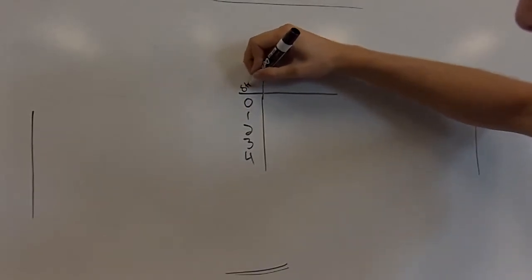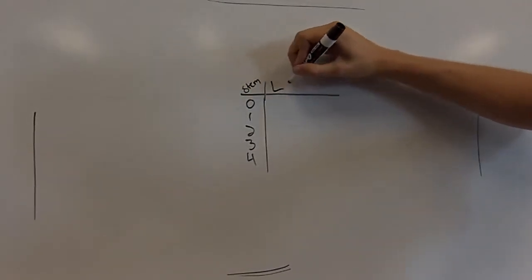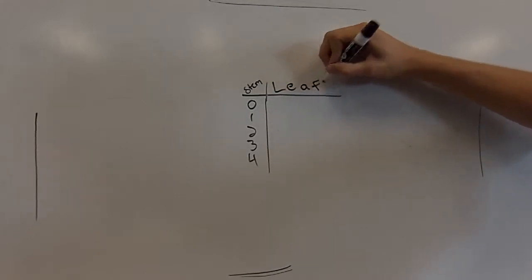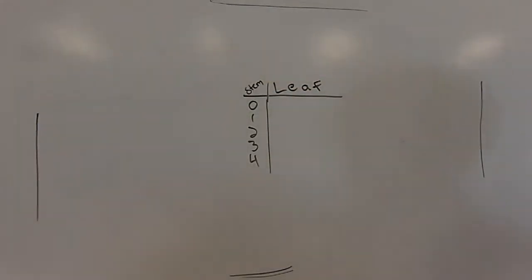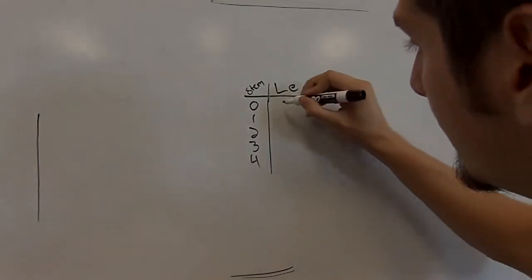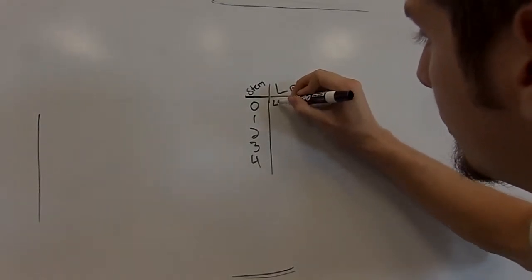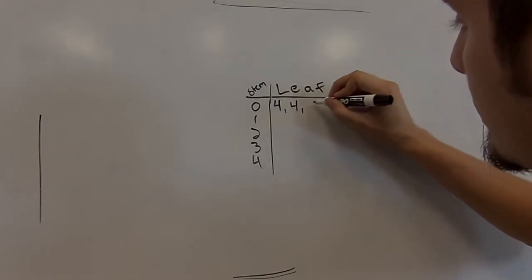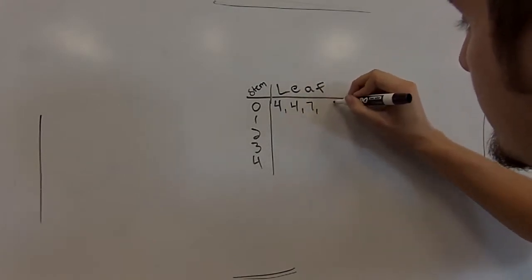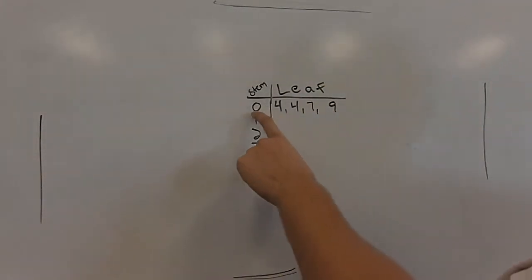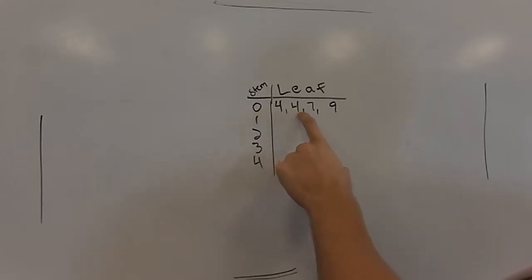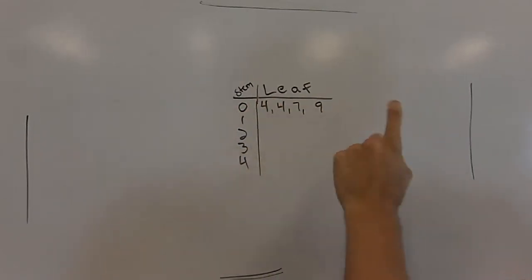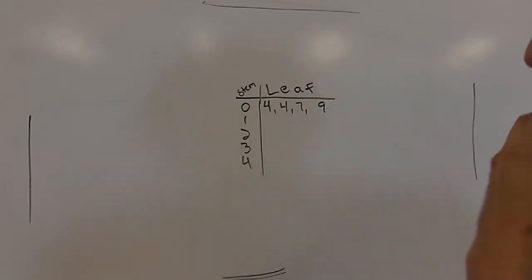you have your stem and your leaf. Let's say you had to put in the number 4. You would put a 4 here. Let's say you had 4 twice. You write another 4, then you had a 7, and a 9. So you have 0, 4, which is 4, 0, 4, 0, 7, 0, 9. So we have the numbers 4, 4, 7, and 9.